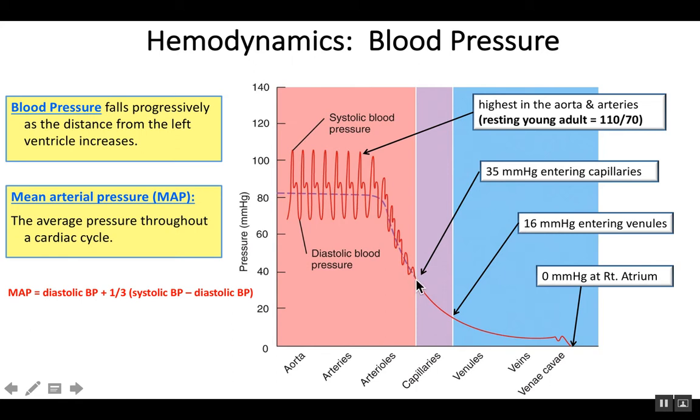And we're going to want to practice calculating MAP. There's a pretty easy equation to calculate MAP if you know the systolic and diastolic blood pressures. So this graph is going to help us just understand a trend here of blood pressure.